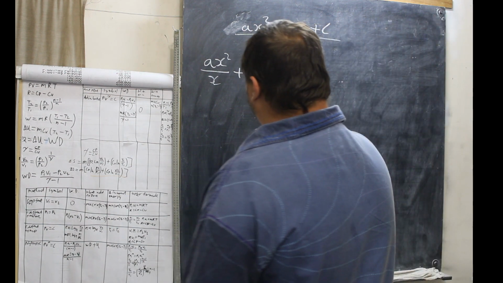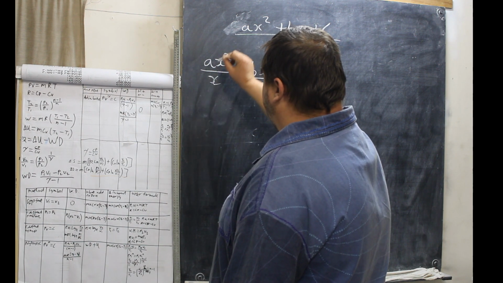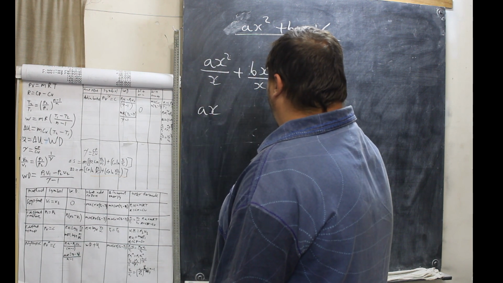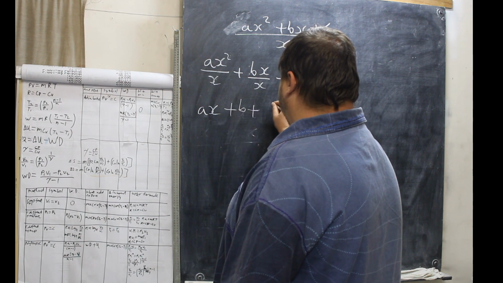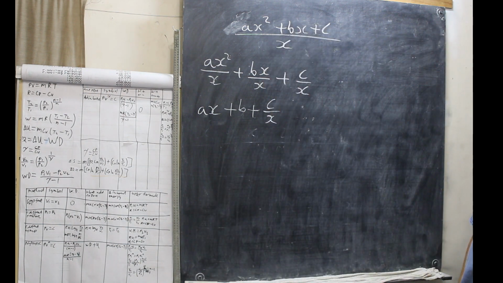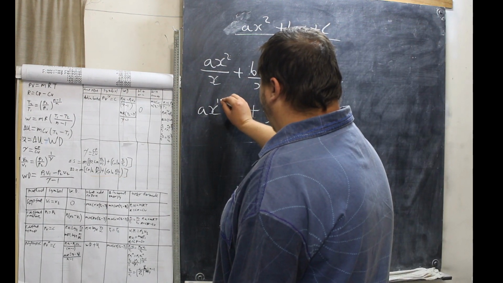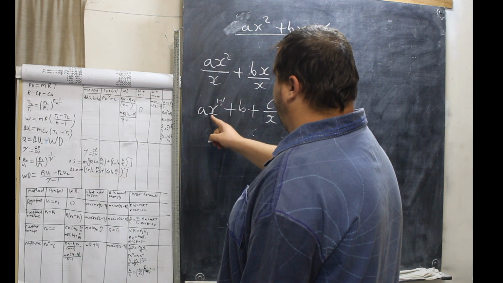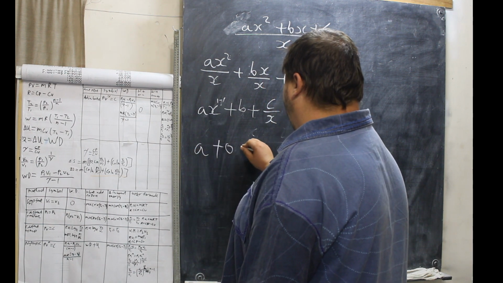Now what we do is we take away the denominator. So x squared divided by x is x. So it's ax. x divided by x is 1. So plus b plus c over x. Now we differentiate. 1 minus 1, that's 0, x to the power 0, and that's 1. So that's a plus 0.